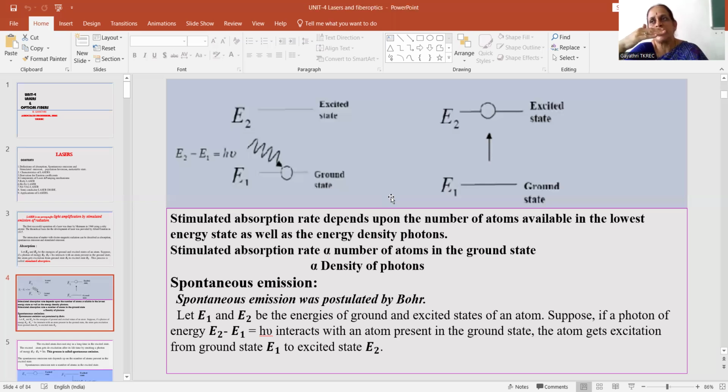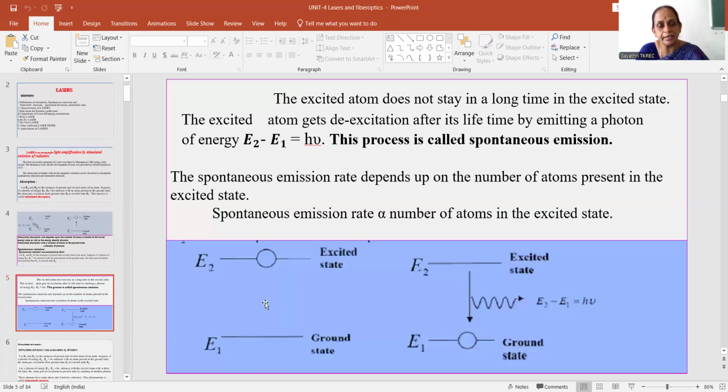The condition is that in the excited states, the atoms will not stay for a longer time. They will be there up to 10 power minus 8 seconds, which is called as lifetime. Then automatically the atoms will come back to ground state by liberation of photon, which is equal to h nu, which is equal to the difference between the two energy states, which is shown like this.